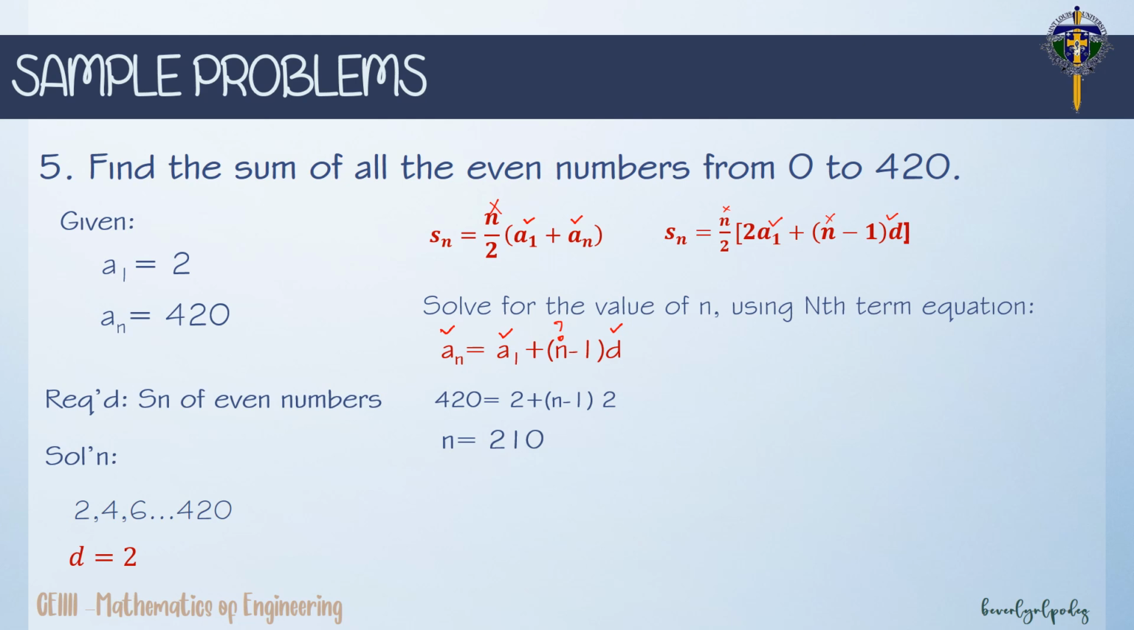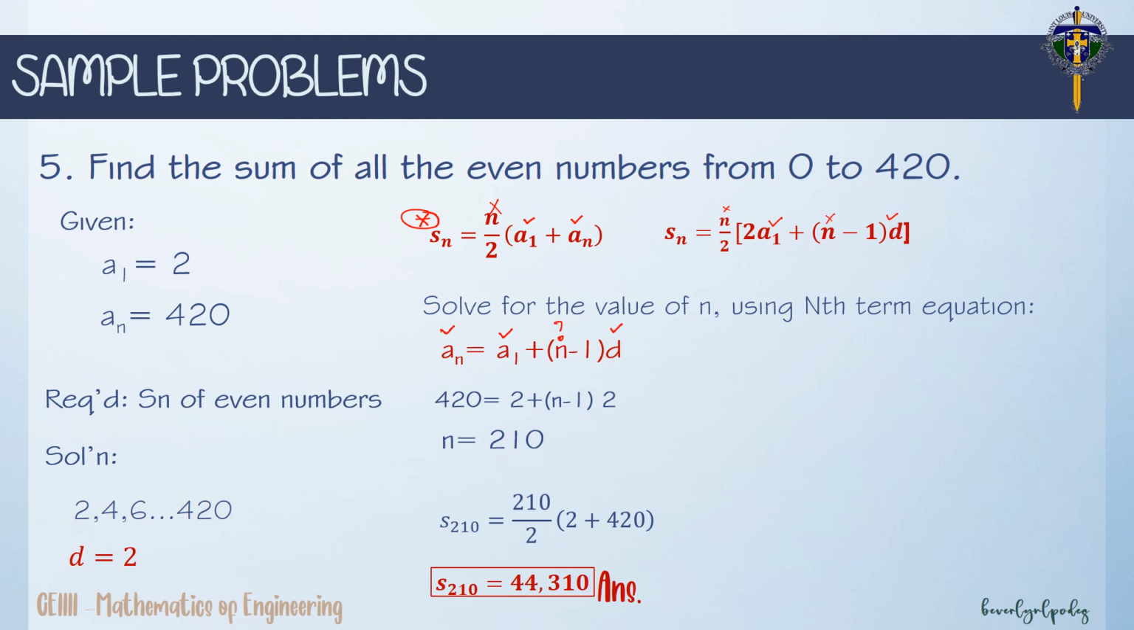Since we already know the value of n, we can now substitute it into either equation. So first, let us use the first equation. Substituting, the sum of the 210 terms is equal to n divided by 2, and our n is 210, divided by 2, multiplied by the quantity, the first term, which is 2, plus the last term, 420. So the sum is equal to 44,310, and this is now our answer.